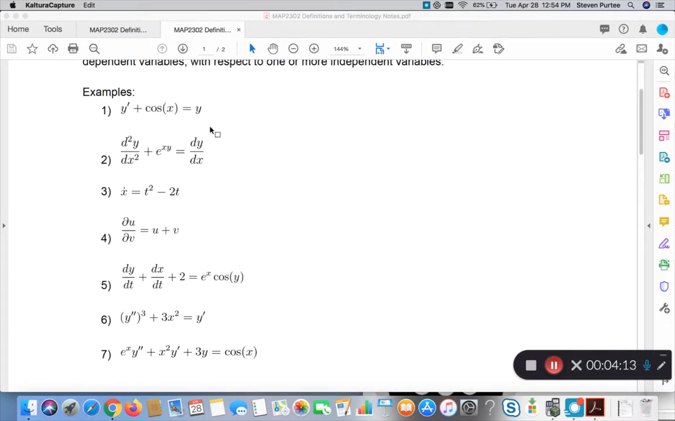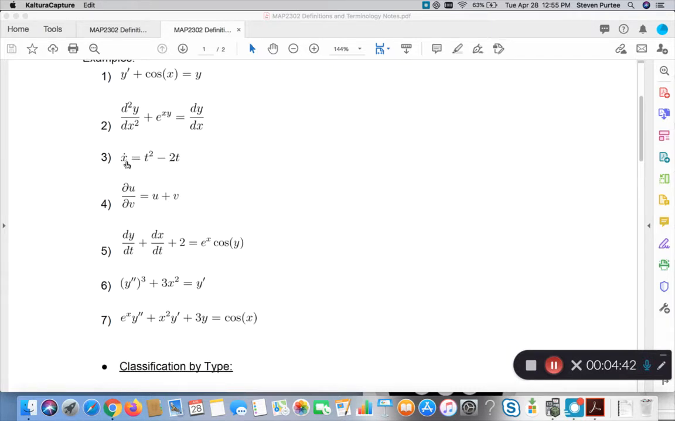So in this first example, our dependent variable is y. I've got a y prime and I've got a y. Those are both linear in y. Sure, cosine of x is nonlinear, but I can have nonlinear versions of the independent variable. This is fine. This is a linear differential equation. The second one's nonlinear because I've got an e to the y. That's nonlinear.